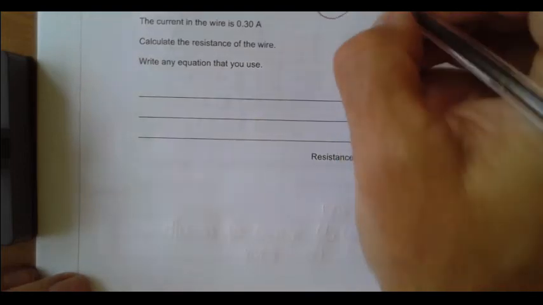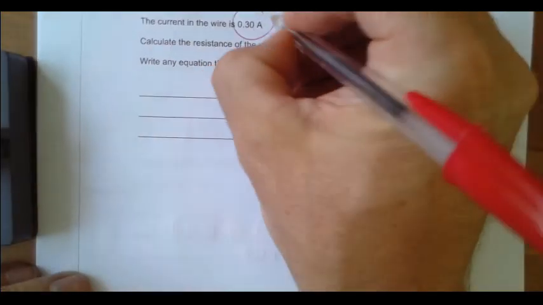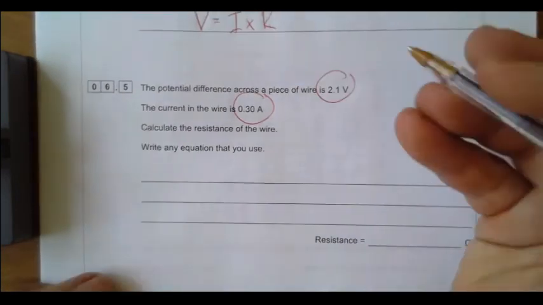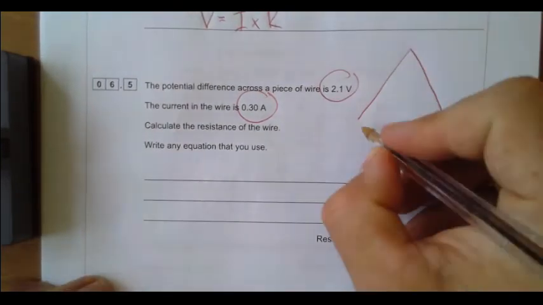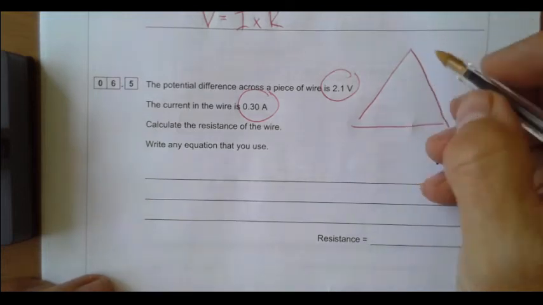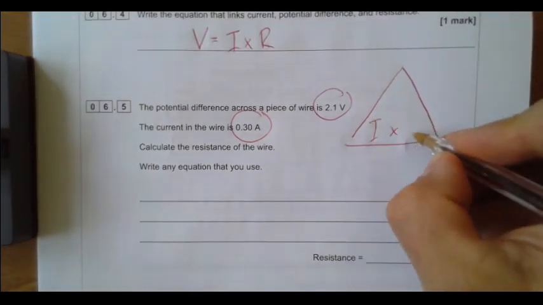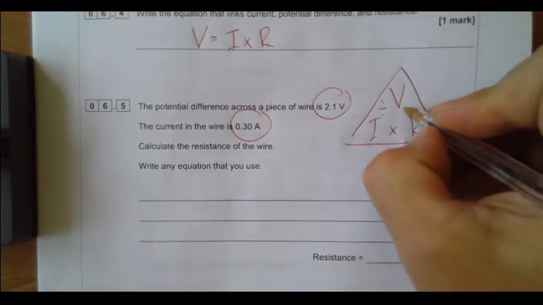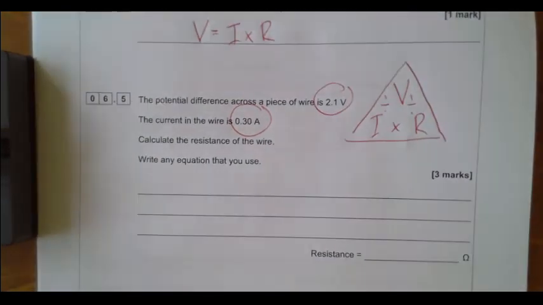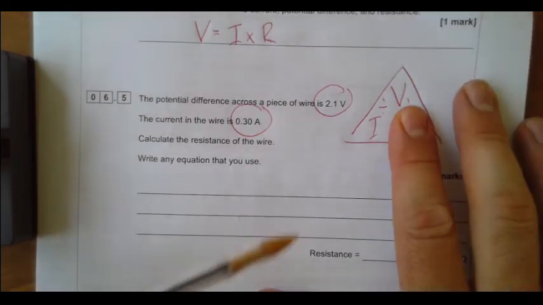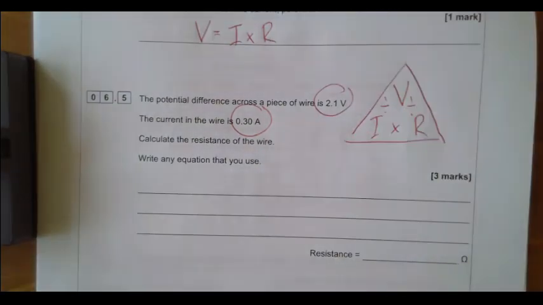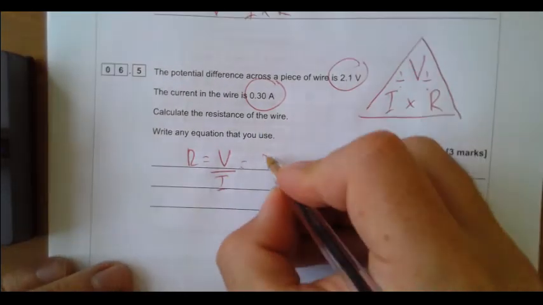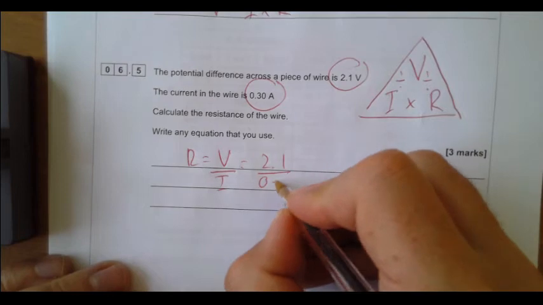So we'll need to rearrange our equation from earlier, and to do that, let's put it into a formula triangle. So it's I times R, so we'll put those on the bottom like that, and that leaves V to go up above. We're trying to find out R, so we cover up R, leaving us with V divided by I. So R equals V divided by I. 2.1 over 0.3. We'll pop that into the calculator, and I think we're going to get something like 7, but bear with me a moment.